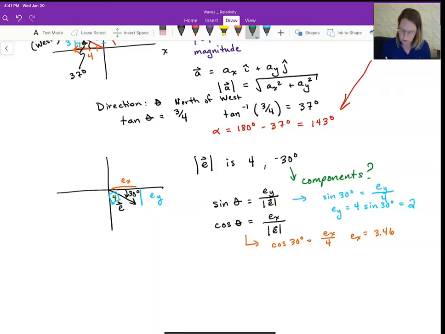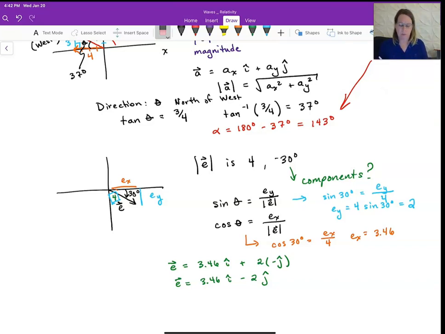Now, I have an issue because this EY is in the negative direction. So when I'm writing all this in the components, I would write my E as equal to 3.46 in the I hat direction plus or minus 2 in the negative J hat direction. Or I could write it as, because it doesn't matter where the signs are, minus 2 J hat. And you could have picked up that minus sign by putting in your calculator sine of negative 30 degrees. You would have gotten a negative 2. If you put in a cosine of negative 30, you'd still get a positive value because that's what's going on in this quadrant.